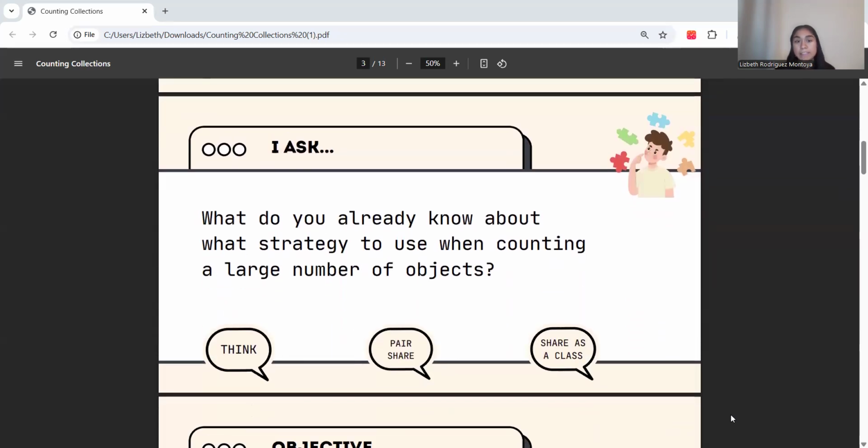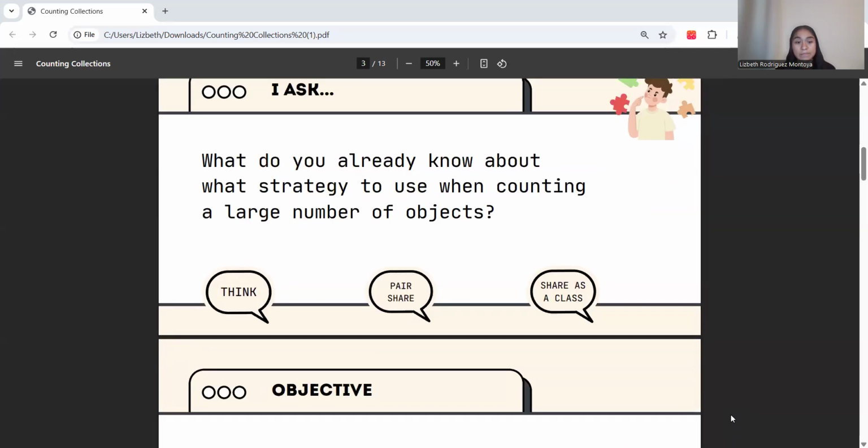Okay, so I ask, what do you already know about what strategies to use when counting a large number of objects? So I could actually provide some strategies to you guys. So the first strategy could be skip counting. A second strategy could be creating an array. And a third strategy could be grouping a large number of objects. So that might fit best towards the question.